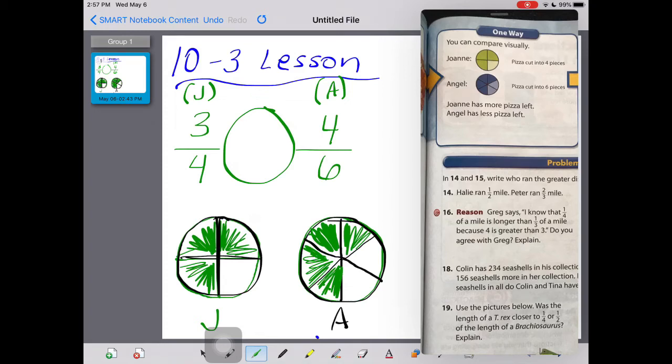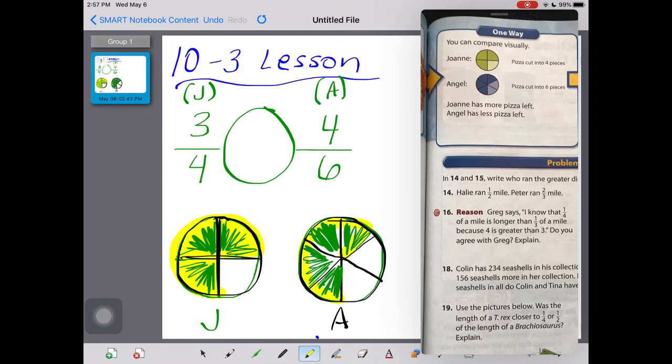Okay. Now we can visually see that, if we're looking at the shaded parts representing the amount of pieces that are still left from the pizza, I see Joanna, just looking at it, she has more of the pizza left, because as you can see, this goes all the way around here. Look at how much that pizza is left.